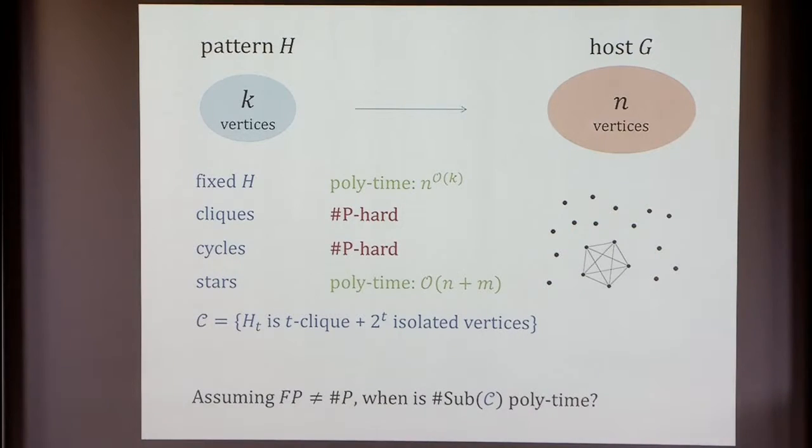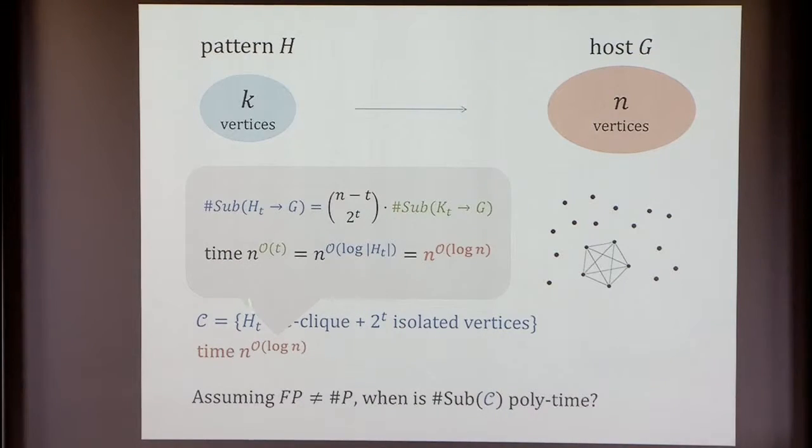You can see that if you want to solve the subgraph counting problem for this class, you get a quasi-polynomial time algorithm. Just because, to count the H_t's appearing in G, you can just count the t-cliques appearing in G, and multiply by the number of ways to map the isolated vertices into the remainder of the graph. So altogether, you just need to count these t-cliques and do this multiplication. So you end up with a running time of n to the t.